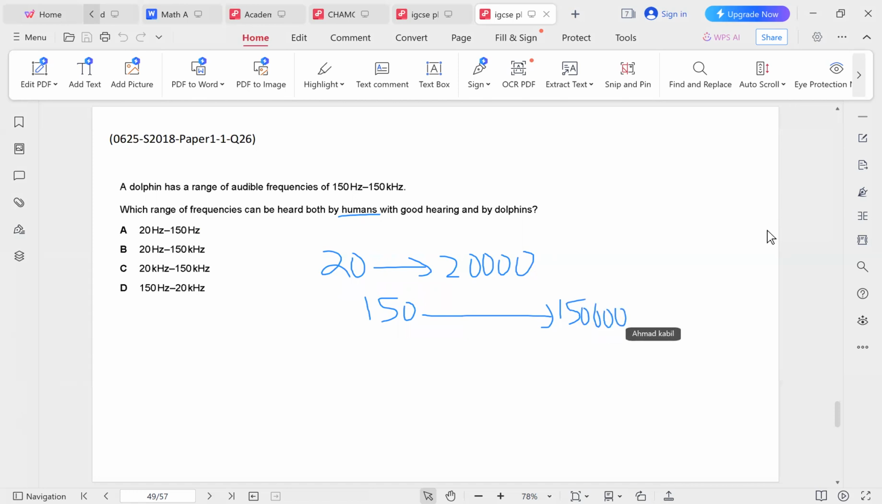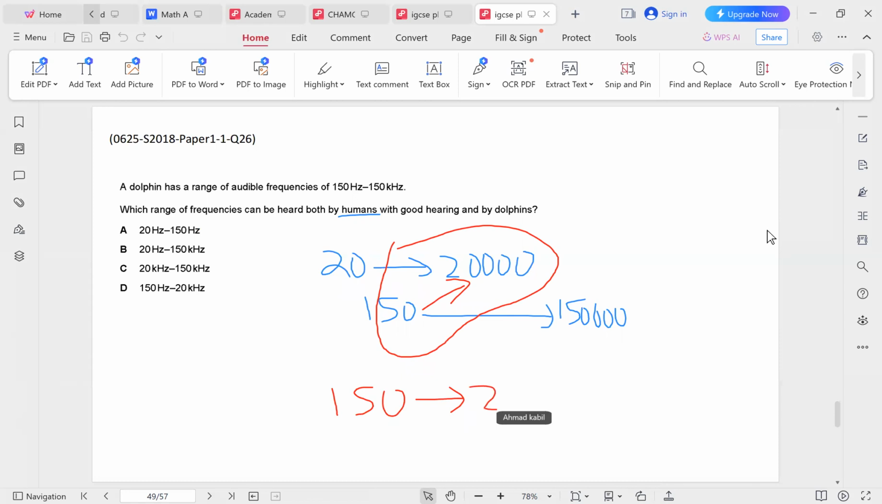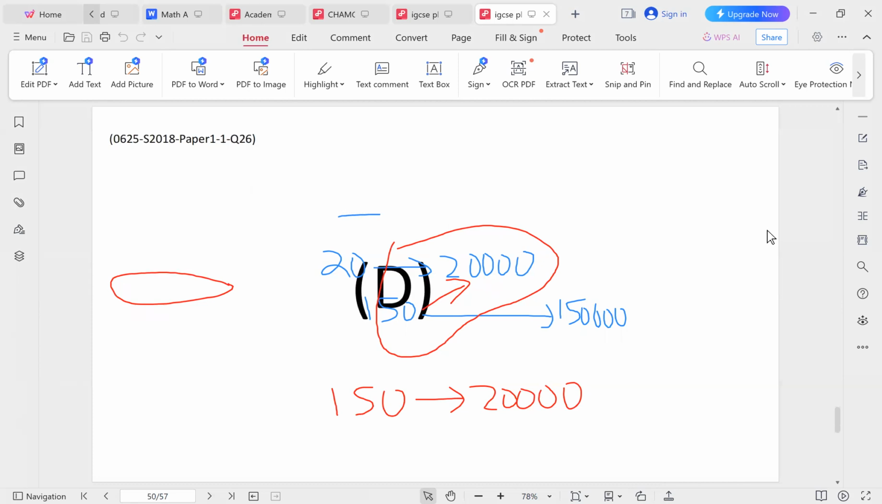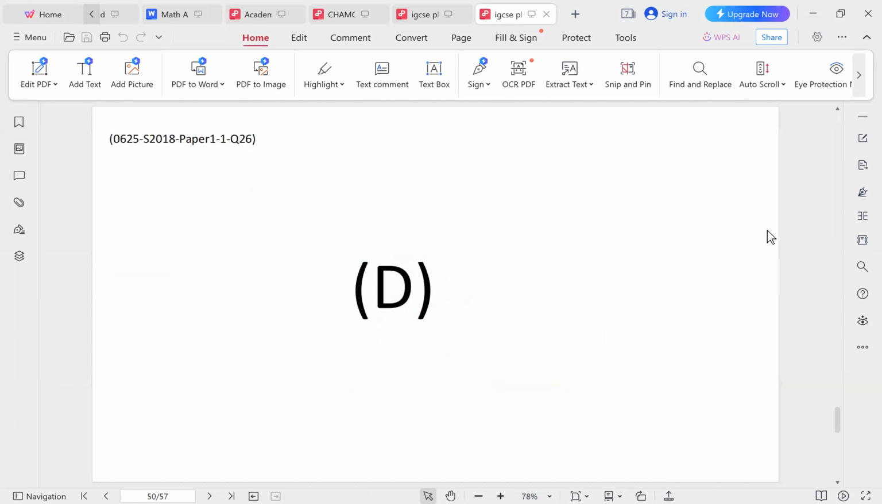So for a sound to be heard by both humans and dolphins, it has to be the area in between. So basically, this area here, from 150 to 20,000. So we're looking for something that is between 150 and 20,000 so that it can be heard by both humans and dolphins. So D would be the correct choice in this question.